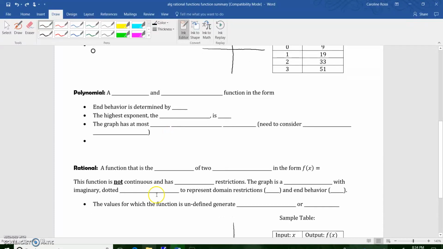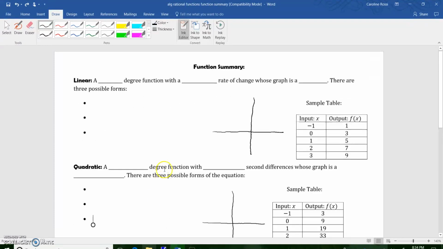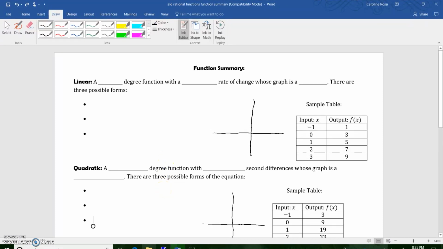I realize you don't have this taped in your notes, but there's not too much stuff to write. So just fill out all the notes that are on the video here, and you'll be referring to these video notes in class whenever we do the different matching and function summaries once we finish rational functions. So let's start with linear.